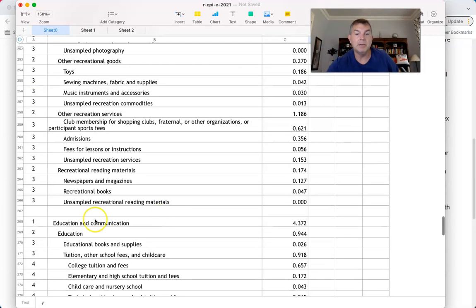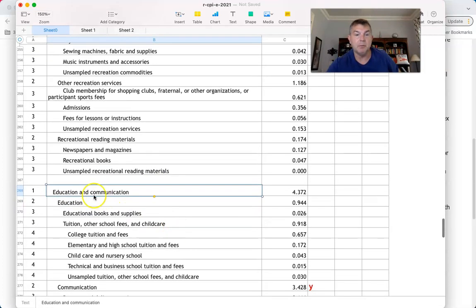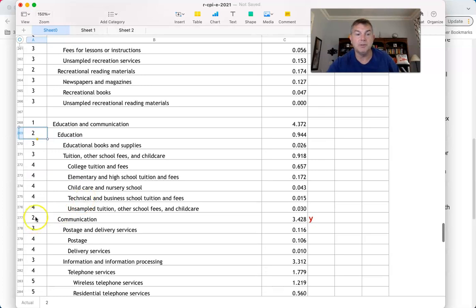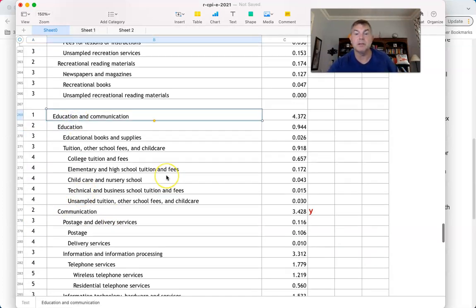Then you keep going down, education and communication. Well, why would you use education, books and supplies, tuition? No, you don't use that. However, under communication, we do. So education right here is number 1. We're not going to use the first number 2, but we are going to use the second number 2, if that makes sense. That falls under the number 1 category of education.